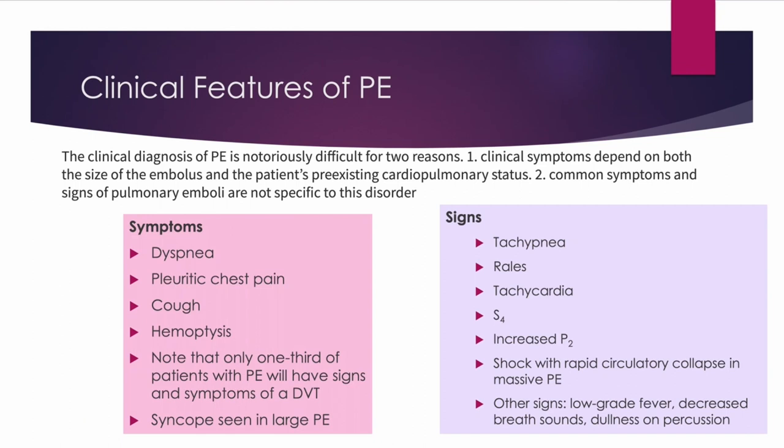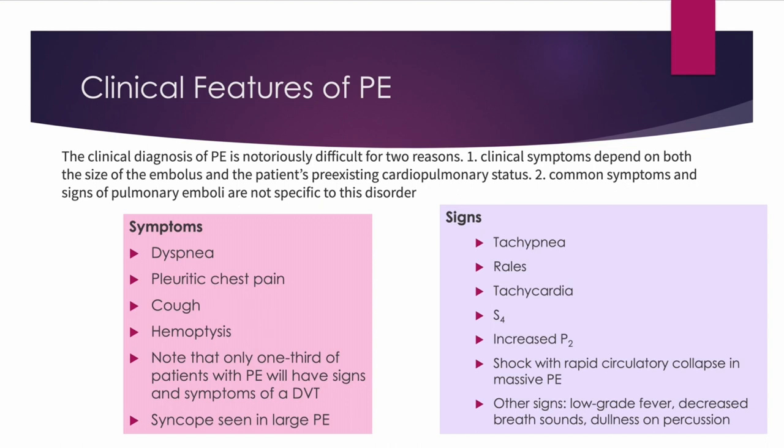How do these patients present to the clinic or to the ER? Well, it is notoriously difficult to diagnose a PE. You always, always, always have to have it on your differential because it's one of those life-threatening things that if you miss it, the patient can die. So the reason why it's so difficult to diagnose is one, because clinical symptoms depend on the size of the embolus and the patient's pre-existing cardiopulmonary status, meaning that there's a lot of variability in the size of the PE. Small PEs are asymptomatic in most cases, whereas the large ones can be catastrophic, immediate, life-threatening death, okay? So that makes it difficult.